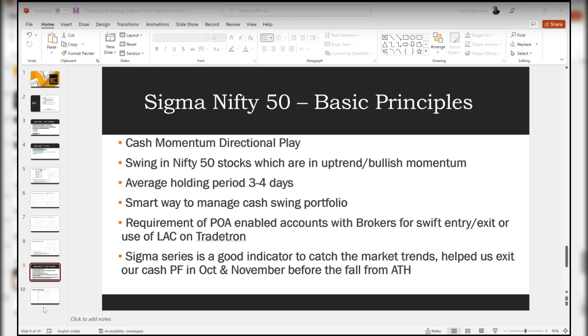In the past as well, Sigma series has been a very good indicator to catch the market trends and catch the trends before they have emerged. So in October and November, my own cash portfolio was exited by these strategies before the fall from all-time high. So it is very effective in that sense.